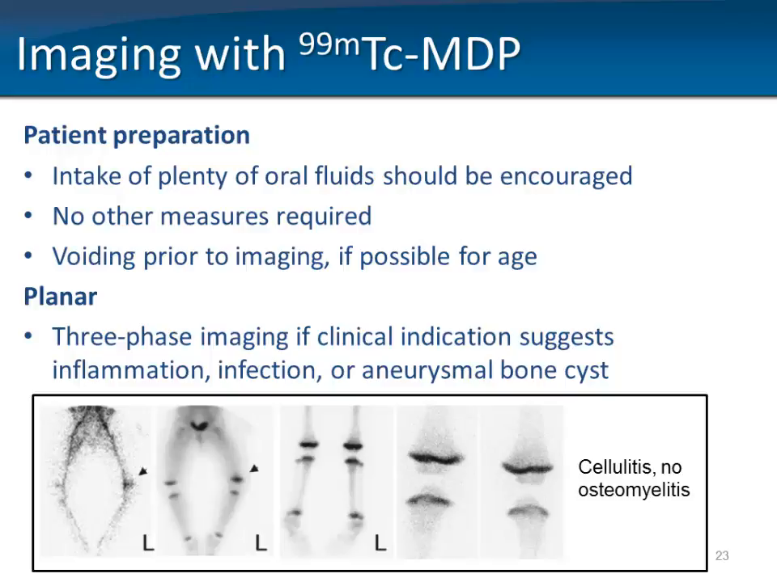Planar imaging is still routinely performed. It is the mainstay imaging, and of course three-phase imaging is the solid foundation of that, and in particular useful when you have an indication suggesting inflammation, infection, or for example an aneurysmal bone cyst, which you will see better on the flow images or blood pool images compared to late phase imaging. And illustrated on the slide, where you can see increased vascular and blood pool imaging, but in fact normal late phase imaging. So this is where the three-phase imaging is really useful, so you can distinguish inflammation from bone infection.